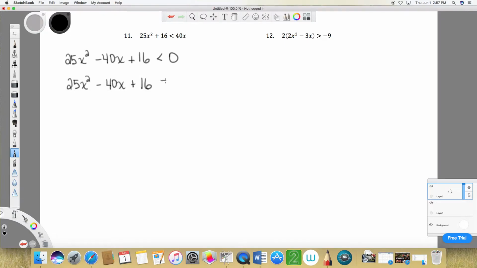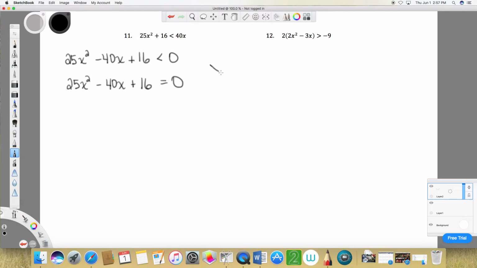A lot of times I will suggest that factoring is a faster technique than the quadratic equation. But here in this case, I don't know, because 25 times 16 is 400. And to think of two numbers that multiply together to give us 400, but add to give us negative 40, well, what about negative 20 times a negative 20? Yeah, that'll work. Okay.